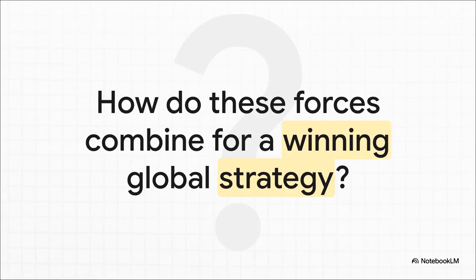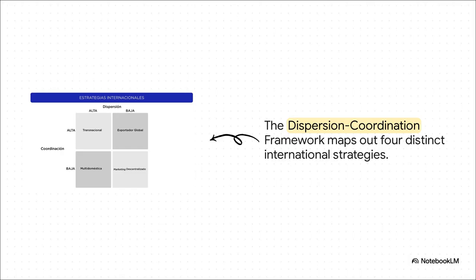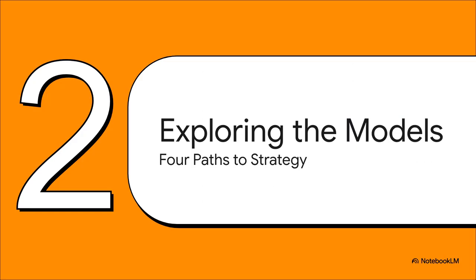Right, so that's the million-dollar question, isn't it? Because it's how these two forces, how you spread out your stuff and how you control your decisions, play against each other that creates the actual blueprint for success or failure. And this is where it all comes together in what's called the dispersion coordination framework. It looks simple, but it's powerful. On one axis, we've got dispersion, from low to high. On the other, coordination, also from low to high. And bam, that gives us 4 distinct quadrants, each one representing a totally unique way of operating on the world stage. Think of these as 4 different roads you can take into the global market. Each one has its own set of rules, its own pros and cons. So let's dive in and break down what each one actually means, starting with a real classic.